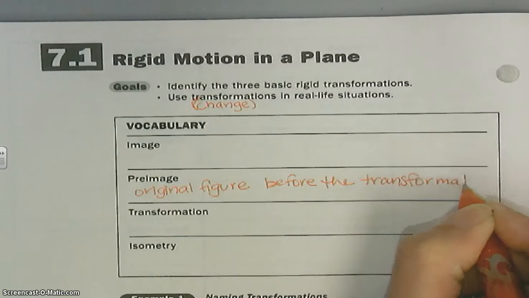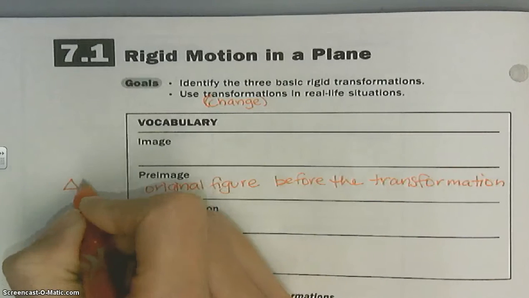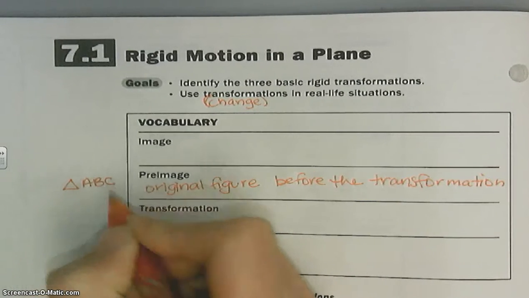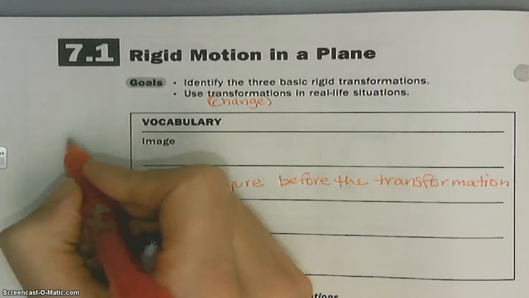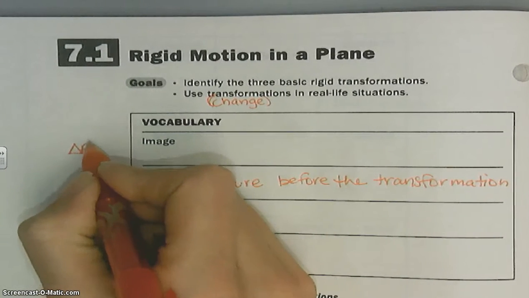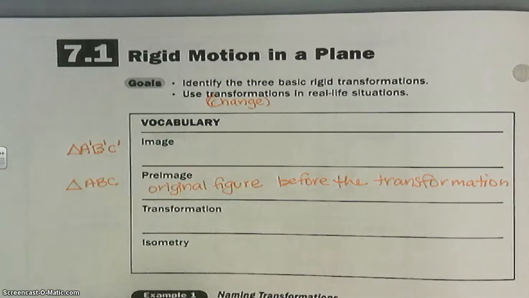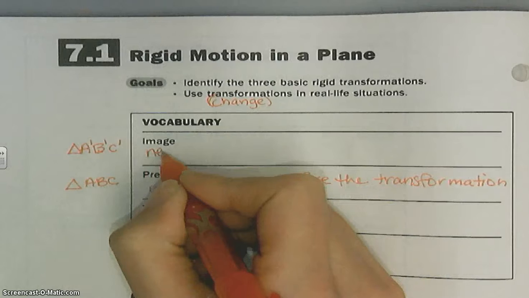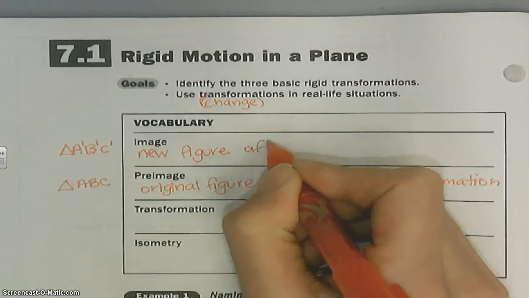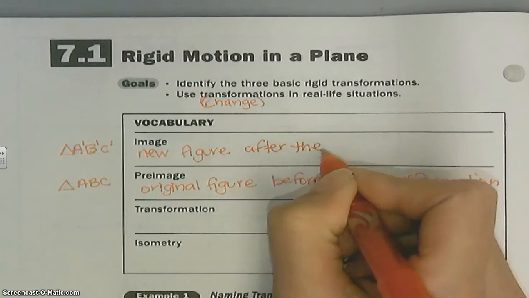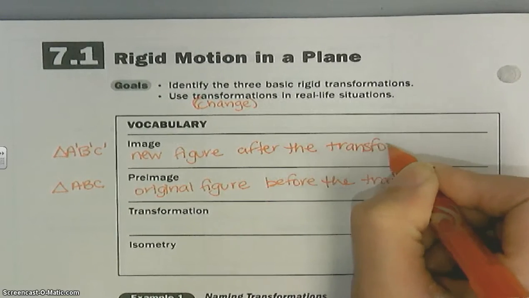So in math or in geometry, let's say it's a triangle we're changing, we're starting with triangle A, B, C. And then after we go through the transformation, we call it triangle A prime, B prime, C prime. This is the image or the new figure after the transformation. So these little apostrophes are called primes, and that shows you where you end up.